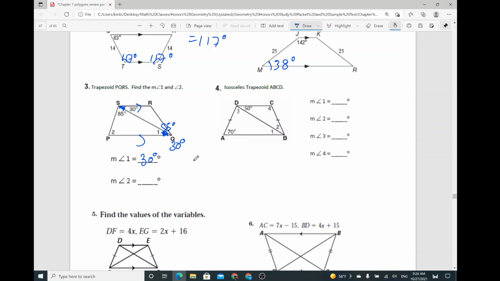Using the consecutive interior angles, in order to get angle 2, it's 180 minus the sum of these two angles, 115. So 10 minus 5, 5; 7 minus 1, 6. So 65 degrees. So the measure of angle 2 is 65 degrees.